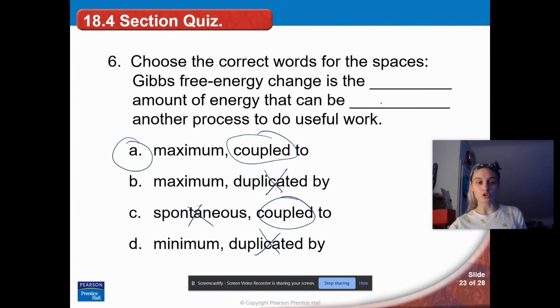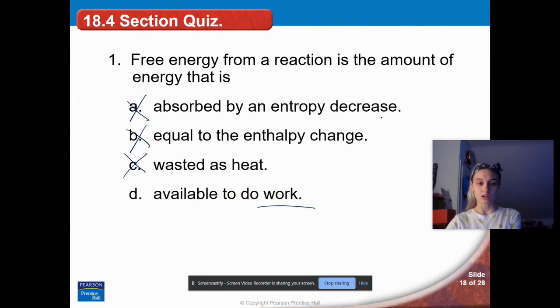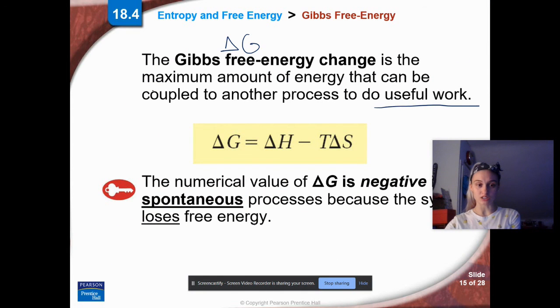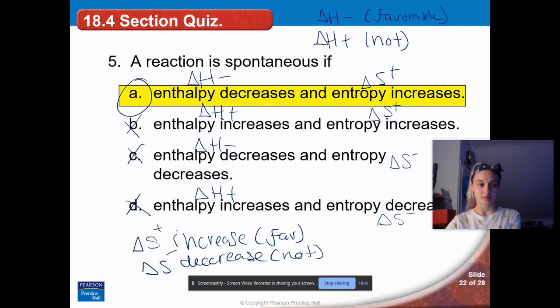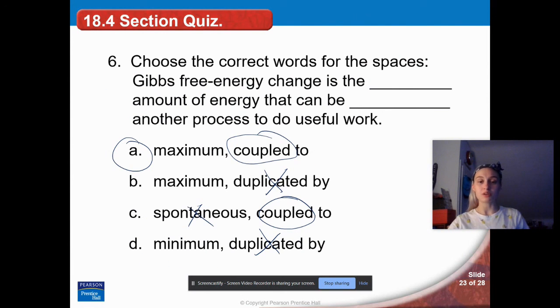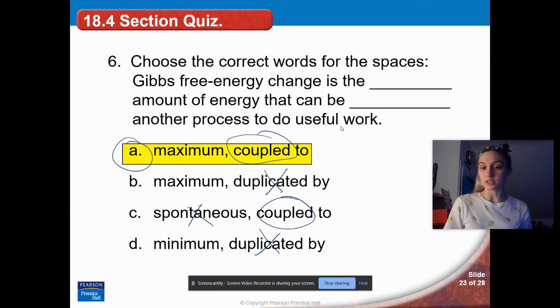But we know this is true. Gibbs free energy is the max amount. We go back here. We know that Gibbs free energy is the max amount of energy that can be coupled to another process to do useful work. And that is correct. So that is the end of today's note video.